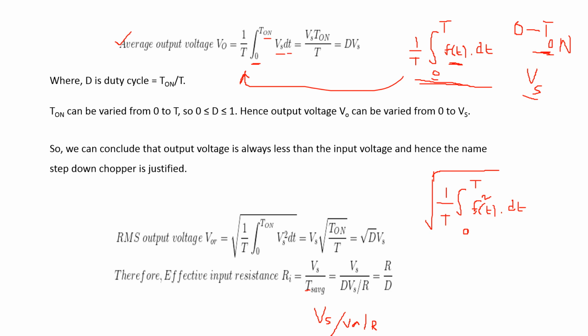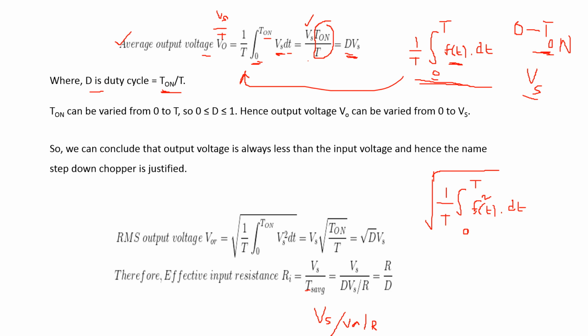By applying the integration, here Vs is a constant, so take it outside, that is Vs by T, and the integration of dt is t, and by substituting the limits 0 to T on we are going to get Vs into T on by T. Here T on by T is nothing but the duty cycle, that is represented as D. So the overall output voltage formula for step down chopper is D into Vs. Here D is the duty cycle, which is the ratio of on time to the total time.